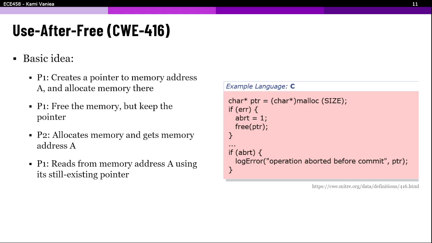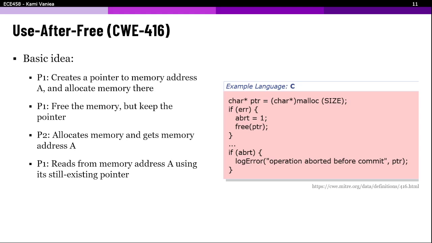Pointer is free now. I know not everyone here does C, but this means that we've basically told the operating system, I don't need this memory anymore. Go use it however you feel like it. Process 2 allocates that memory. So process 2 creates, we're looking at kind of a race condition here.